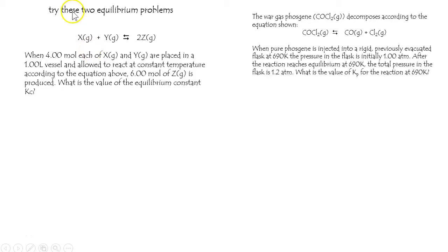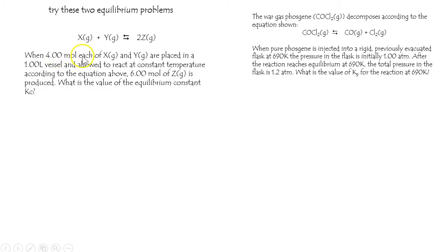Hey, this is Dr. B, and let's try a couple of equilibrium problems. In this first problem, we have some substance X combining with Y to form Z in the ratio of 1 to 1 to 2. Since this is an equilibrium problem, I'm already thinking that Keq will be equal to Z squared over X times Y. Nothing gets eliminated, no solids or liquids.